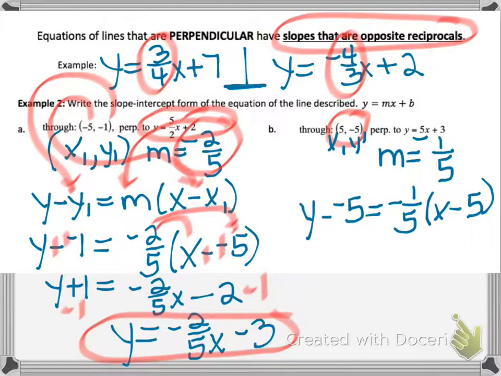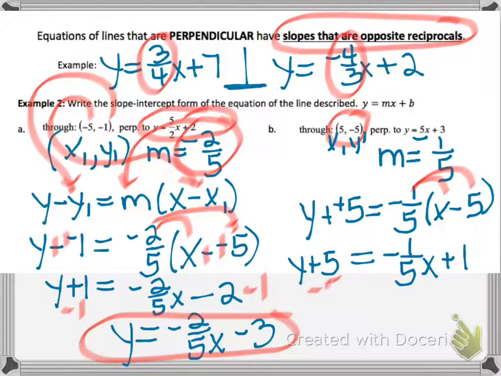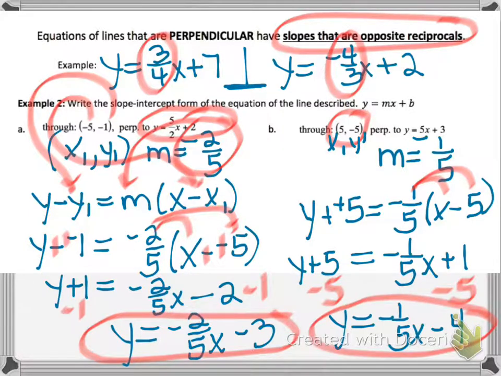Once I get to this point, now I just have to distribute. I'm going to fix these signs: minus negative makes a plus. Distribute that negative 1/5 through, which would be negative 1/5 x, and then negative 1/5 times negative 5 is positive 1. This was y plus 5 over here, so now I'm going to subtract 5 to get the y alone and get it in the form I need, and that makes y equals negative 1/5 x minus 4. Because these have opposite reciprocal slopes, they must be perpendicular to each other.